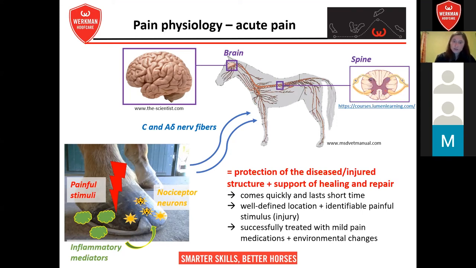This is acute pain. This is very easy. This is, of course, affecting motion, because the reaction is usually that the limb is released, or that you have a relief posture or something. But this comes very quickly, and it's lasting a very short time. And usually we have a defined location of pain, and we know why it is hurting. And if we stop the pain stimulus, so if we eliminate the reason for pain, we have a very good treatment, and we have a very fast return to a normal situation again.